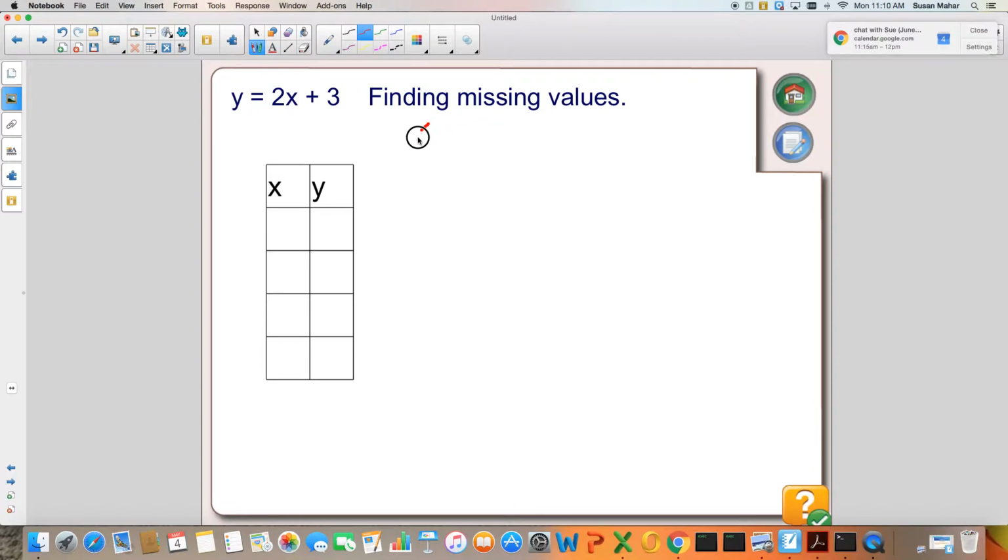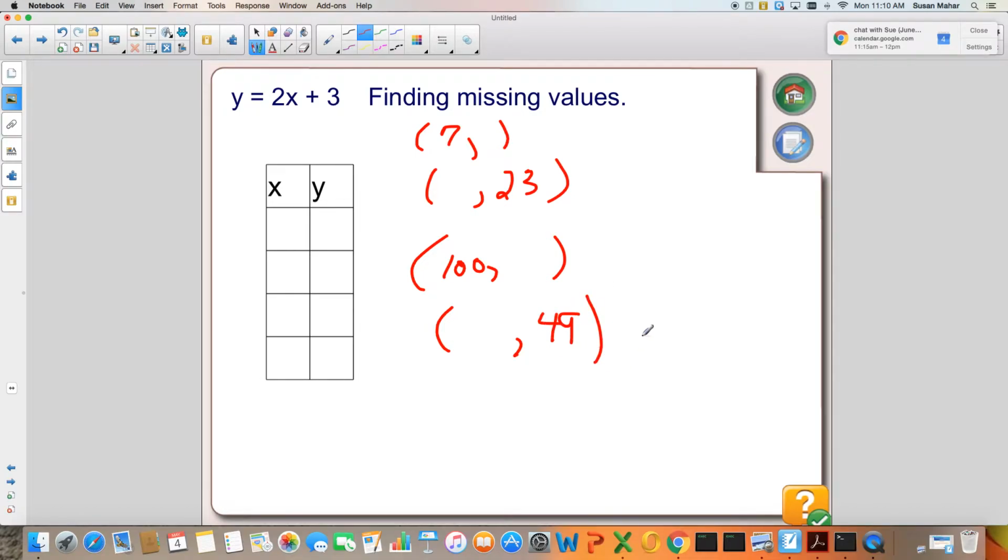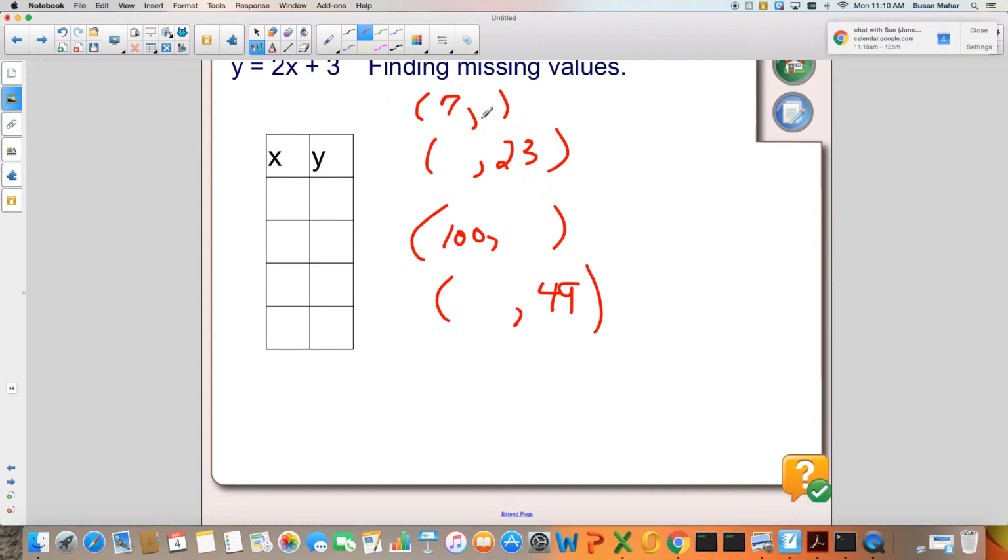So I'm going to give you some. I'm going to give you 7, and we don't know the second one. We're not going to know the first one, but we know the y value is 23. I'm going to give you 100, and we don't know the second value. And then I'm going to give you a fourth one. We don't know the first value, but we know the second value is 49. I want you to turn off your video and see if you can figure out what these missing values are. So this one, this, and this. Okay, take a moment, shut off your videos, and when you come back, I'll go over the answers.